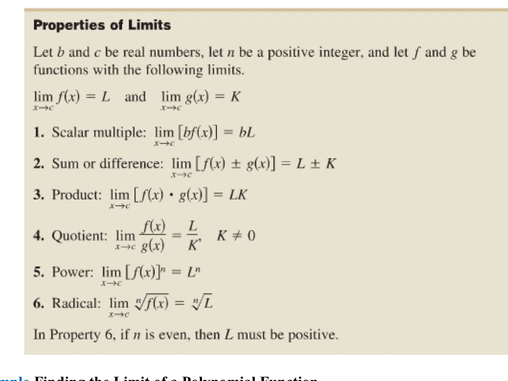Number 3 says the limit as x approaches c of f of x times g of x is equal to L times k. So how would I pronounce that one? I would say the limit of the product, multiplication being product, is the product of the limits. Let me say that again. The limit of the product is the product of the limits. So if I have two separate functions and they're being multiplied, I could find the limit of the first function, find the limit of the second function, and then just multiply those two limits together. So I can break it apart, kind of like addition and subtraction.